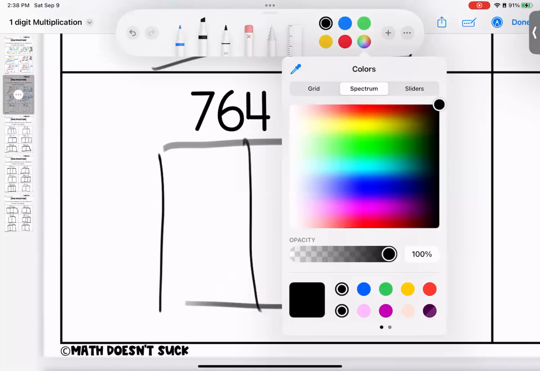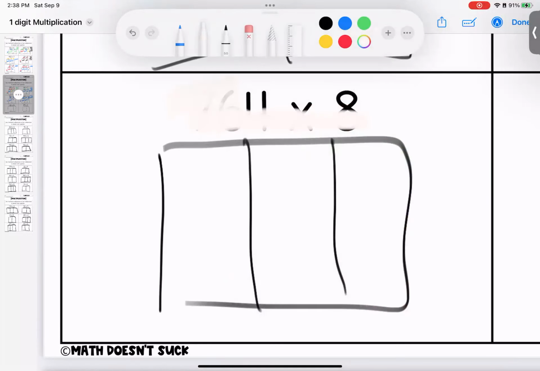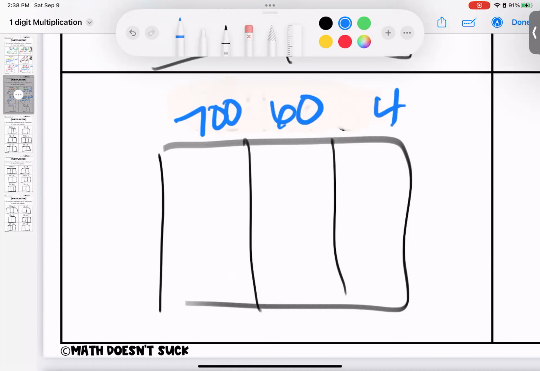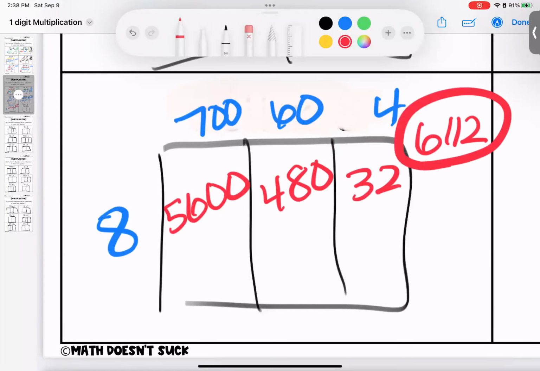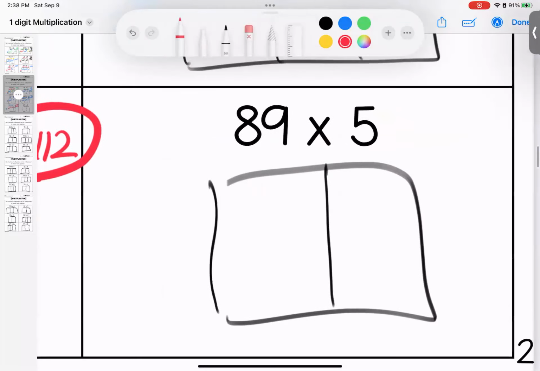And I wrote it a little bit high, so let's scribble this out a little bit. So we have 764 times 8. 8 times 7 is 56, 2 zeros. 6 times 8 is 48 with a 0, and 8 times 4 is 32. When I do 5,600 plus 480 plus 32, I get 6,112.